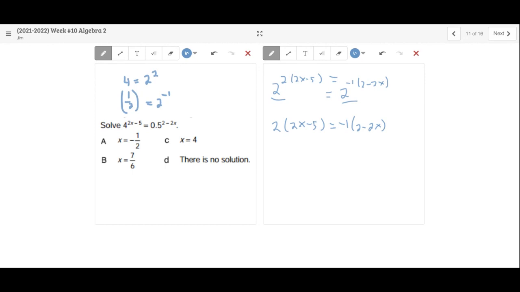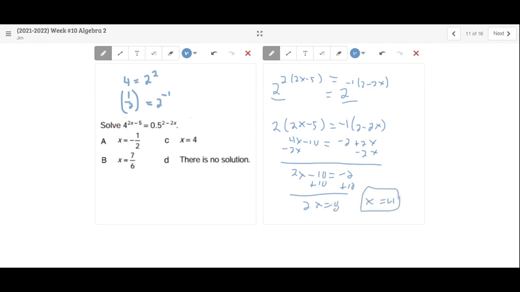All right. So let's go to it and see if we can solve it. Okay, I'll open that. So if I'm going to solve this problem, I'm going to multiply through by 2. So that's going to give me 4x minus 10 is equal to -2 plus 2x. I want to get the variables on the same side, so I'm going to subtract 2x from both sides. So I end up with 2x minus 10 is equal to -2. I'm going to add 10 to both sides. 2x equals 8. X equals 4.